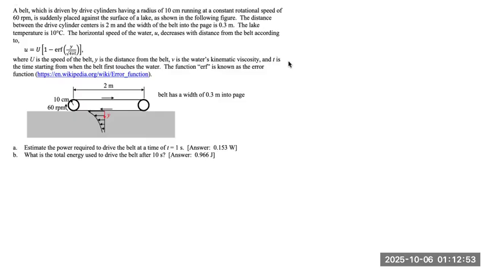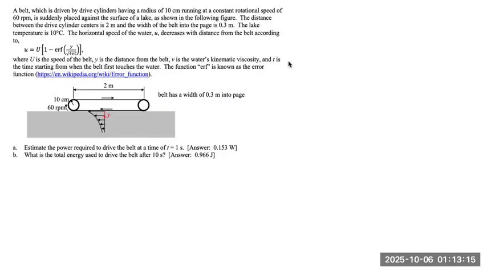Today we're going to go over this problem of fluid mechanics. A belt which is driven by drive cylinders having a radius of 10 centimeters, running at a constant rotational speed of 60 RPM, is suddenly placed against the surface of a lake, as shown in the following figure. The distance between the drive cylinder centers is 2 meters and the width of the belt into the page is 0.3 meters. The lake temperature is 10 degrees Celsius.